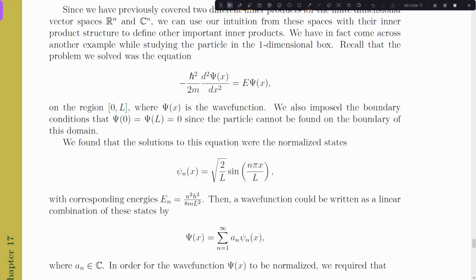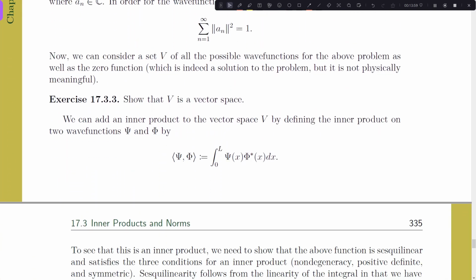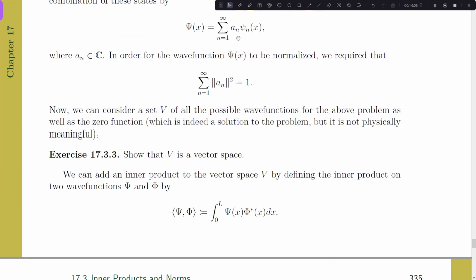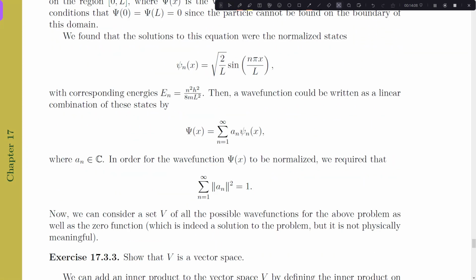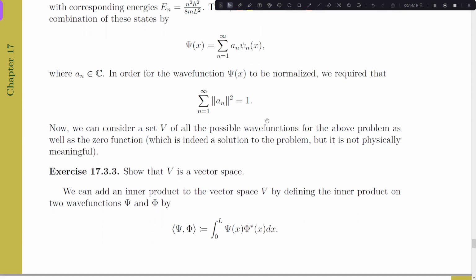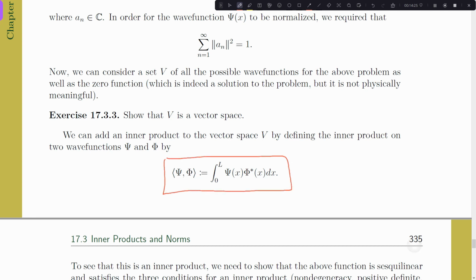Now the question becomes, we're in the inner product section, right? The next exercise shows it's a vector space. The real question becomes, can I form an inner product on some sort of vector space which has infinitely many elements, right? So I have an infinity of elements here, or basis elements. Can I form an inner product? And the answer is yes. So here's the proposed inner product.